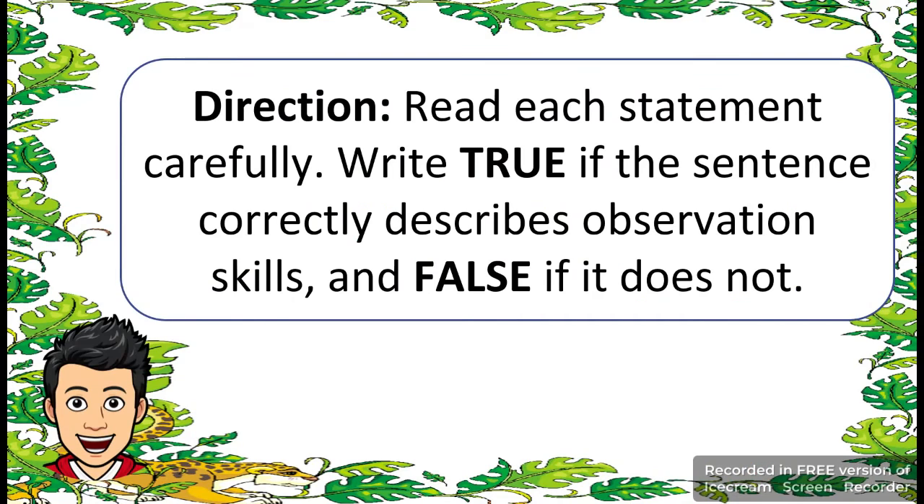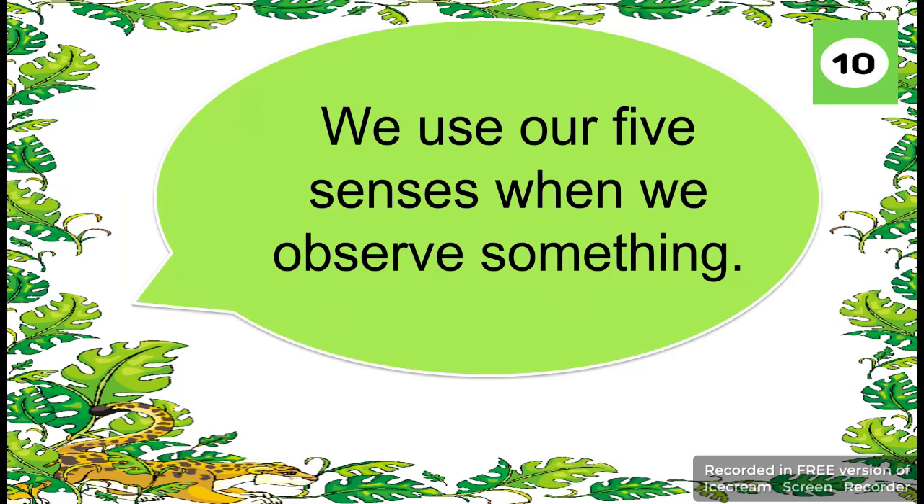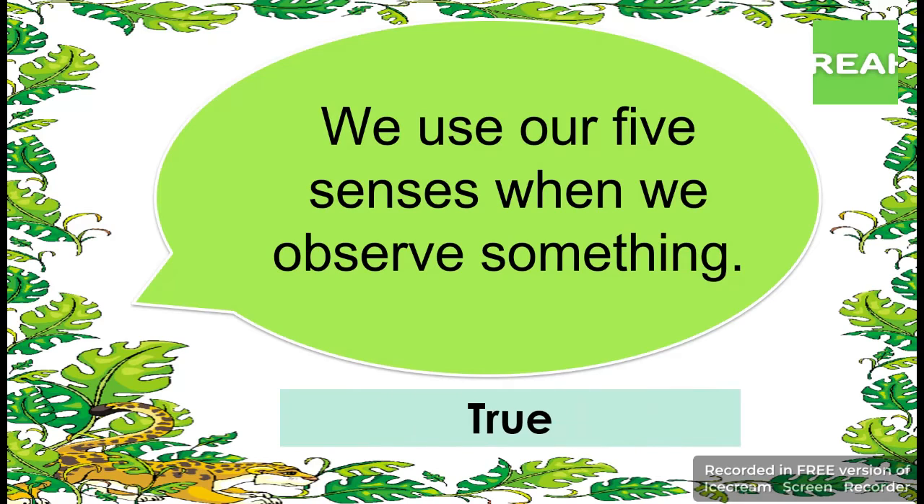Direction: read each statement carefully. Write true if the sentence correctly describes observation skills, and false if it is not. Number one, we use our five senses when we observe something. Correct answer is true.